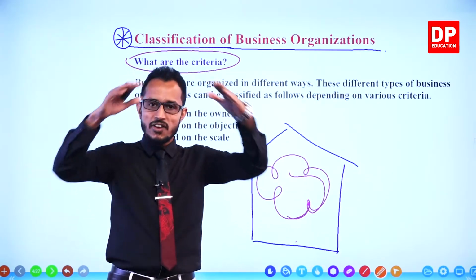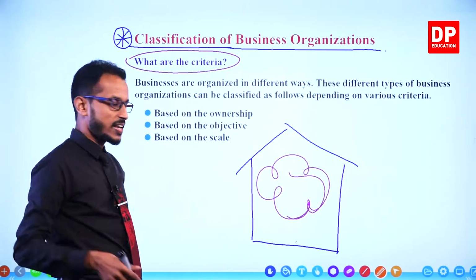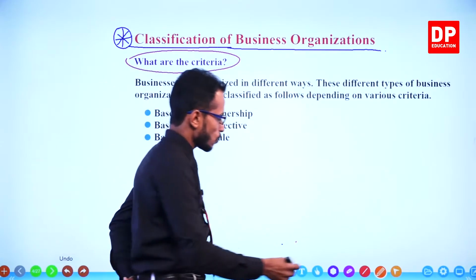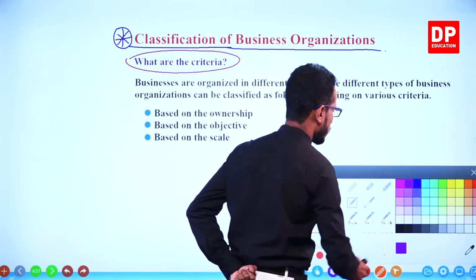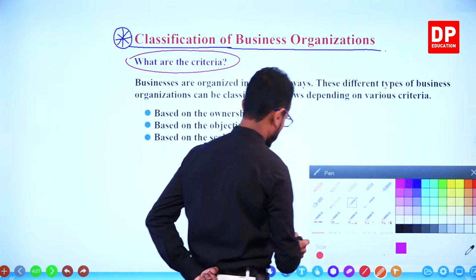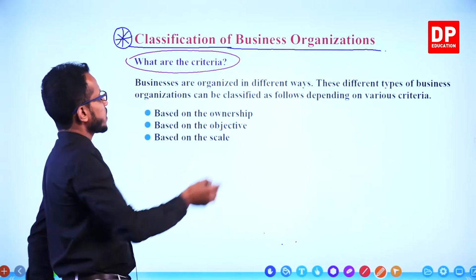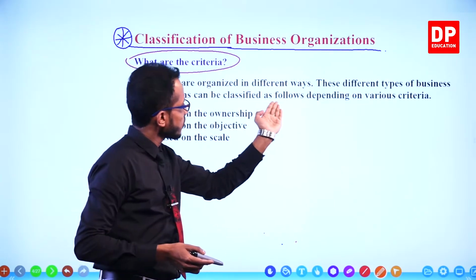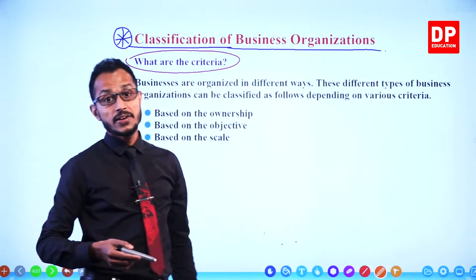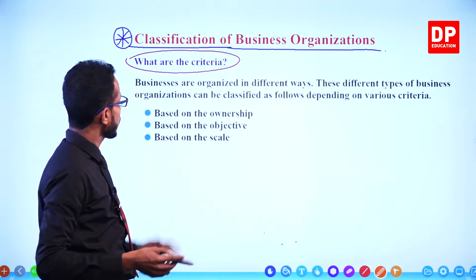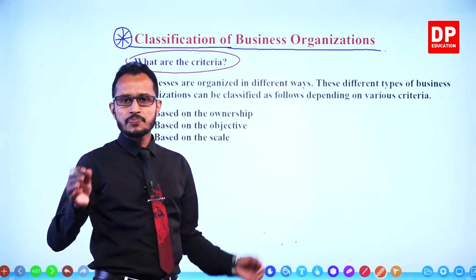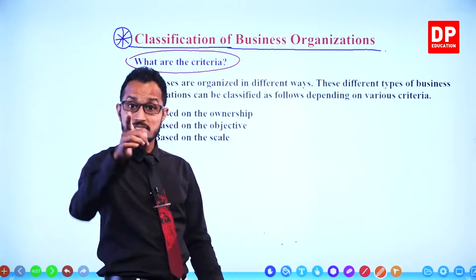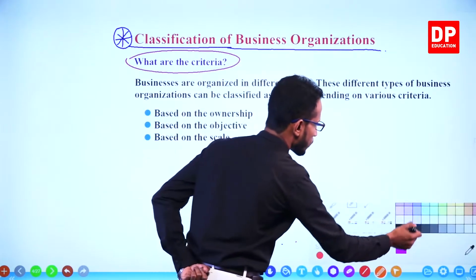Businesses in the world are divided using different criteria. Okay, so what criteria do we use to divide businesses? Interesting. Let's read out. Businesses are organized in different ways. These different types of business organizations can be classified as follows, depending on various criteria. First of all, let's start with learning what is an organization. What is a business organization?